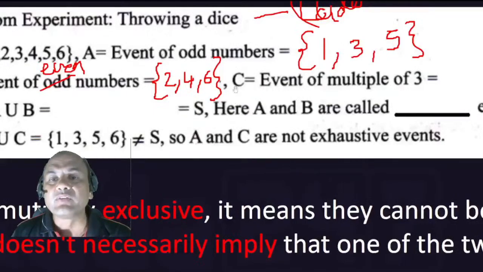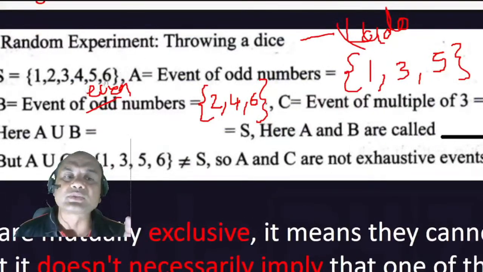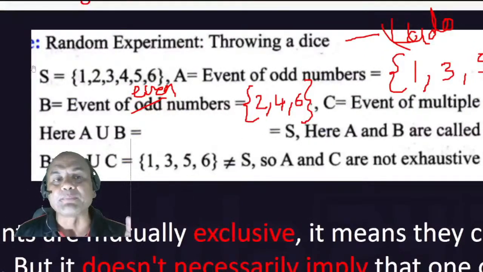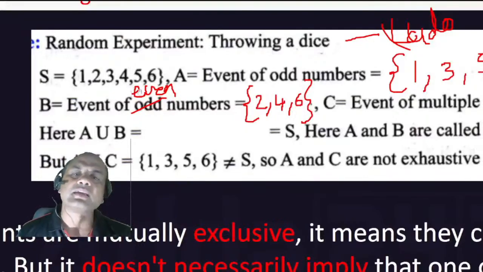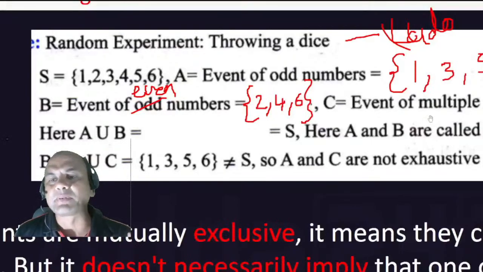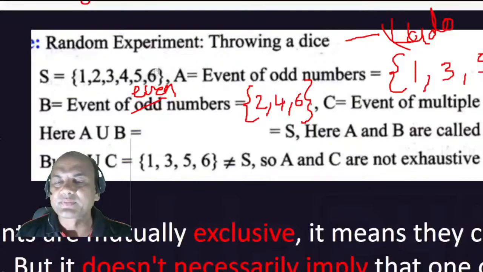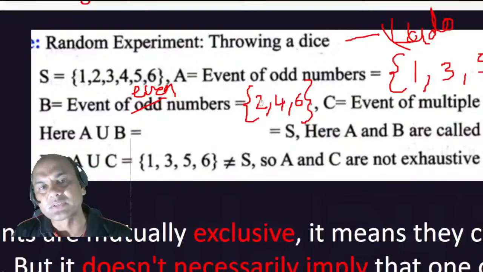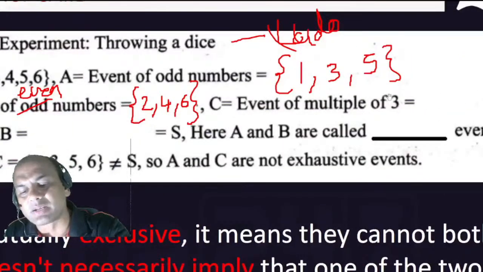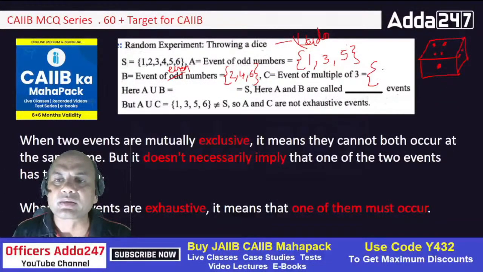Now see, event of multiple of 3. One thing you must always note: everything will come within these 6 only. That's why it's called a sample space. Complete everything, odd numbers under this, even numbers under this, and multiples under this. Multiple of 3 means it is either 3 or 6. So it comes under 3 and 6, right?